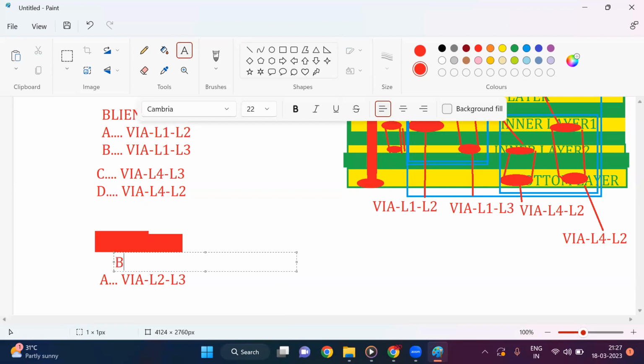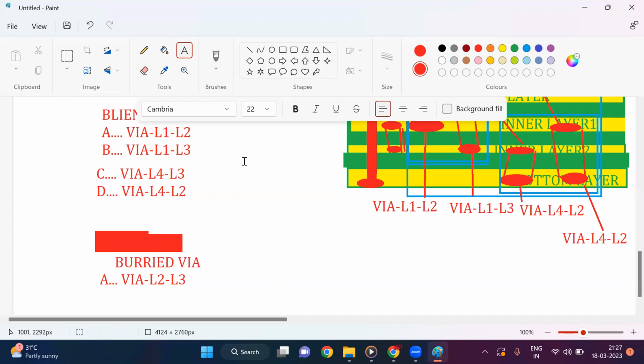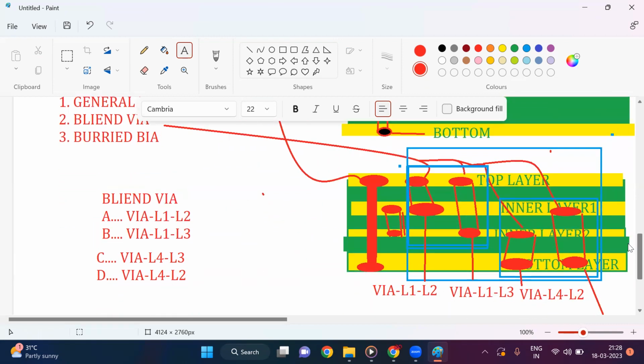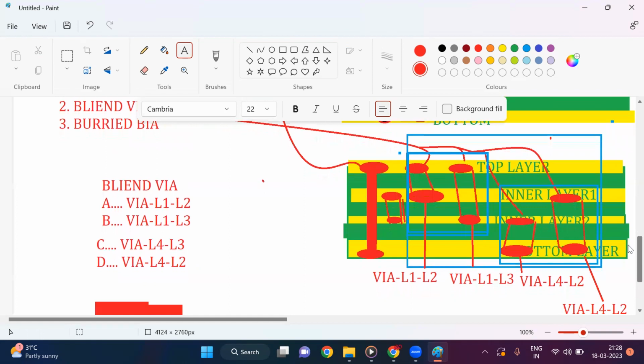That is a buried via. In the third definition you see here, the via definition tells via L2 to L3, which means this is a buried via. So by the name itself you will come to know which one is buried and which one is blind. Understood my point? Hello everyone.